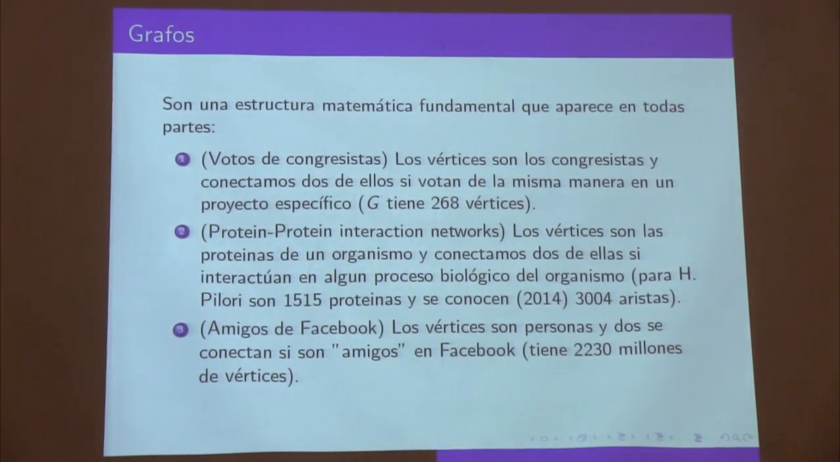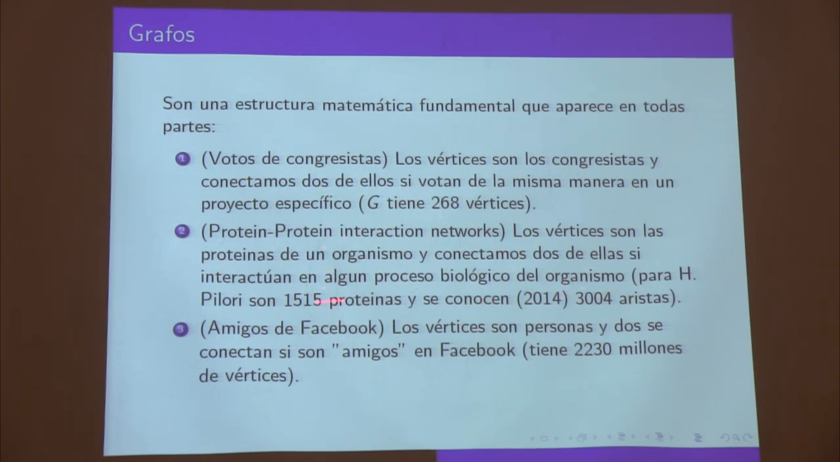Now, a slightly larger graph comes from biology. There are these protein-protein interaction networks. So vertices are the proteins of an organism, and we connect 2 of these vertices if they interact in some of the organism's biological processes. So I looked online, and for Helicobacter pylori, as of 2014, which is the year of the article I found, they knew 1,515 proteins, and only 3,004 edges. So it's a graph with 1,515 vertices and with rather few edges as compared to the total possible. Yeah, the number of edges could be like the square of the vertices, and this is much, much less.